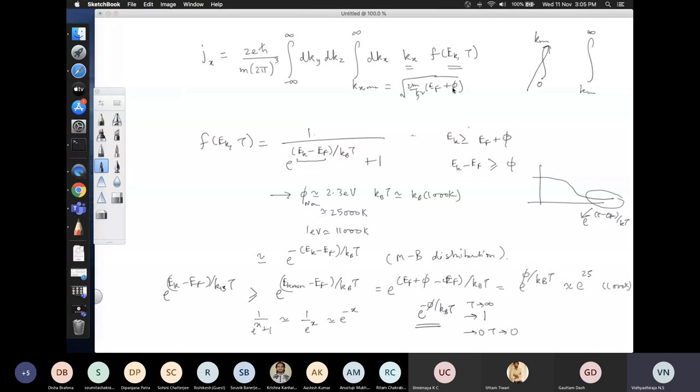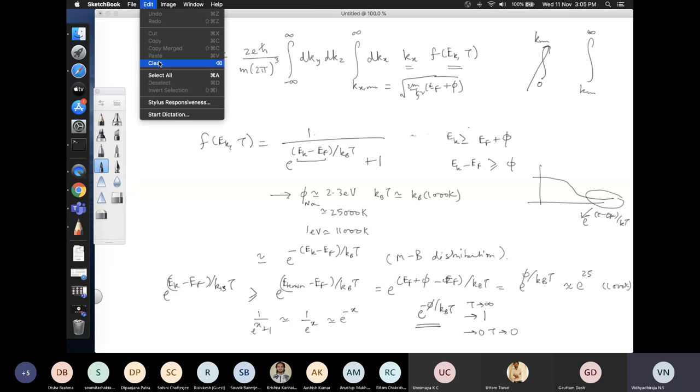So now let's take this expression here and substitute the Maxwell-Boltzmann distribution. What that will do is help us separate kx, ky, kz into different components, and then we can do this integral exactly. So let's go ahead and implement that. Let me write this expression once again. So the Jx is 2e over h cross, the integral over dky dkz, and kx minimum.